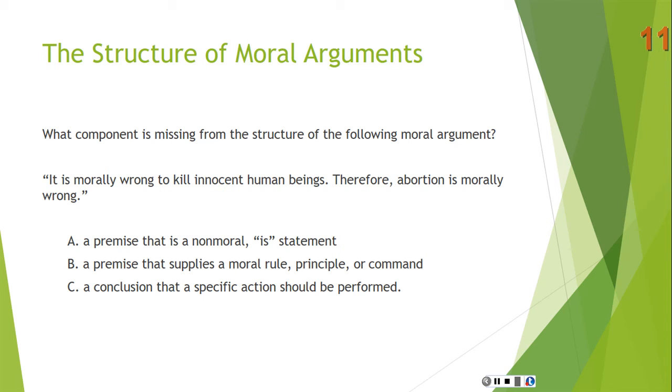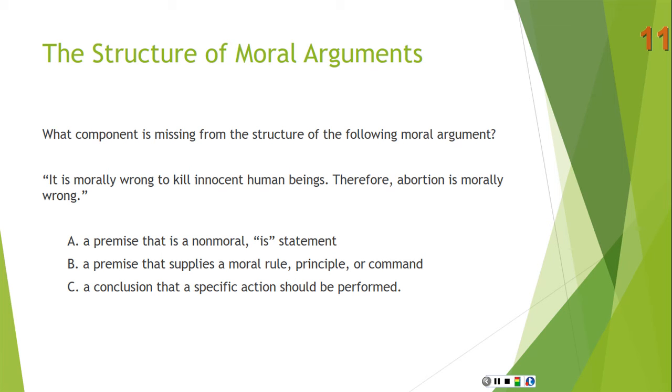Okay, what component is missing from the structure of the following moral argument? It is morally wrong to kill innocent human beings, therefore abortion is morally wrong. Are we missing a premise that is a non-moral is statement, a premise that supplies a moral rule, principle, or command, or a conclusion that a specific action should be performed? You can pause if you need to think about it.